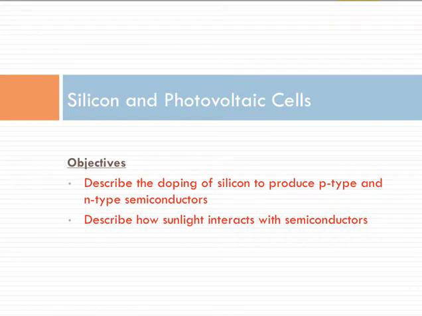Here's a screencast to talk about silicon and photovoltaic cells. The objectives of the screencast is to describe the doping of silicon to produce p-type and n-type semiconductors, and to describe how sunlight interacts with semiconductors.